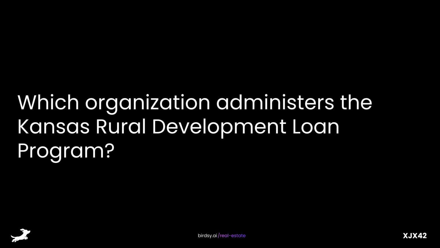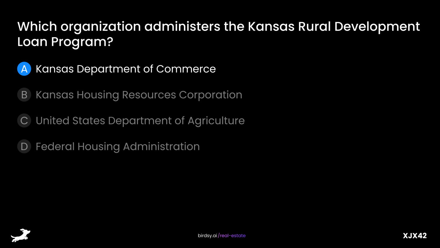Which organization administers the Kansas Rural Development Loan Program? Is it A, Kansas Department of Commerce, B, Kansas Housing Resources Corporation, C, United States Department of Agriculture, or D, Federal Housing Administration? The answer is C, United States Department of Agriculture.